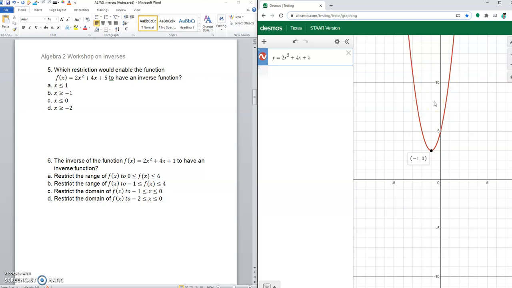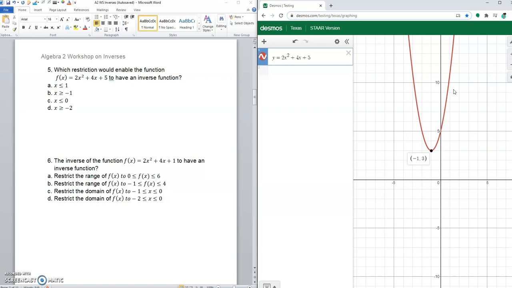X is greater than or equal to negative 1. Negative 1 is right here. Greater than or equal to is going to be this right side here. This right side will permit the inverse of this function. Therefore, the answer here is letter B.